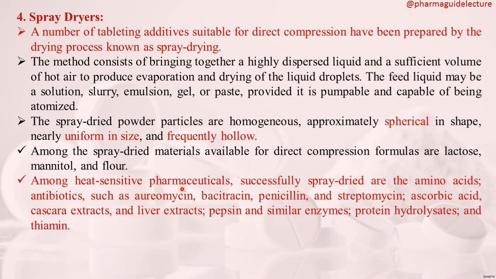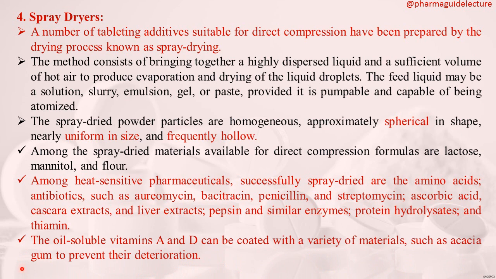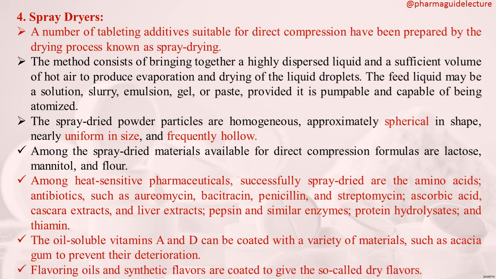Among the heat sensitive pharmaceuticals successfully spray dried are amino acids, antibiotics such as aureomycin, penicillin, streptomycin, ascorbic acid, cascara extracts, liver extracts, pepsin and other similar enzymes, protein hydrolysates and thymine. These all are heat sensitive pharmaceuticals which are successfully converted into spray dried product. The oil soluble vitamins A and D can be coated with a variety of materials such as acacia gum to prevent their deterioration. Flavoring oils and synthetic flavors are coated to give dry flavors.